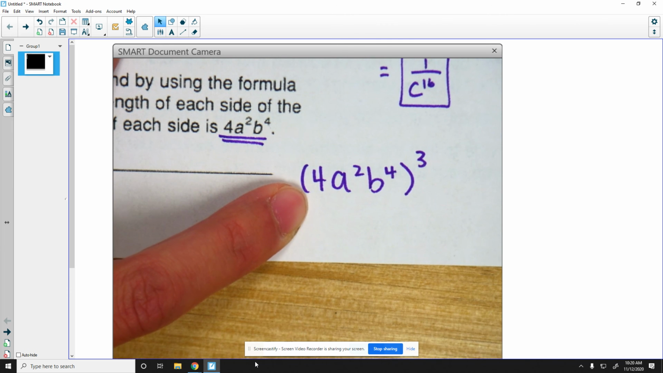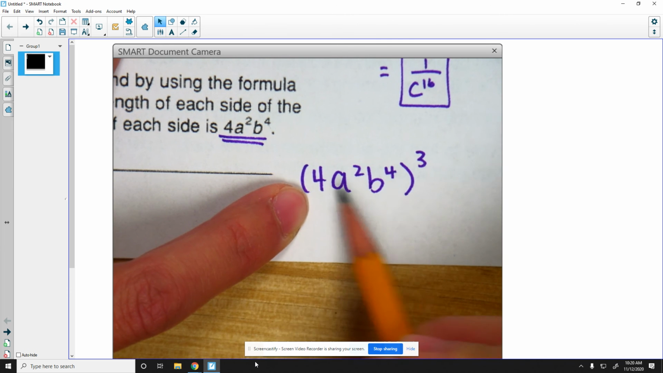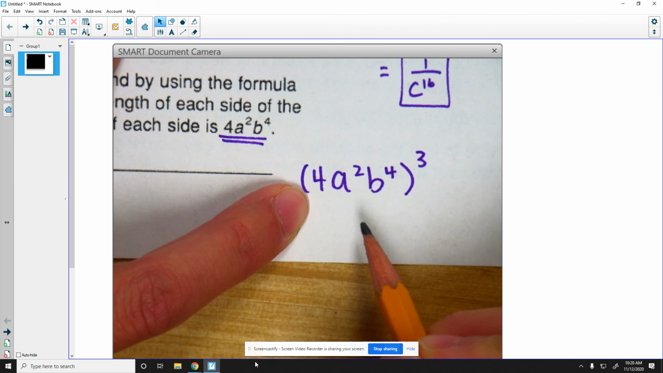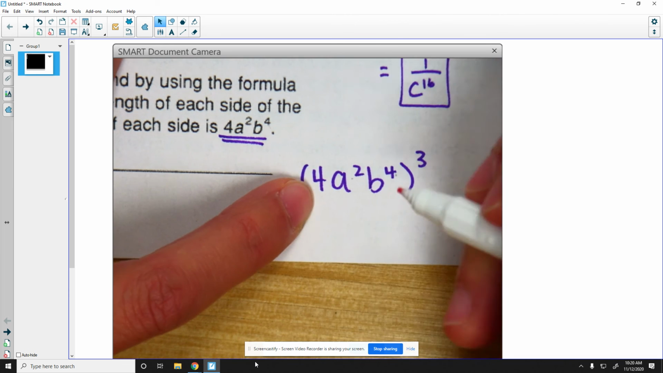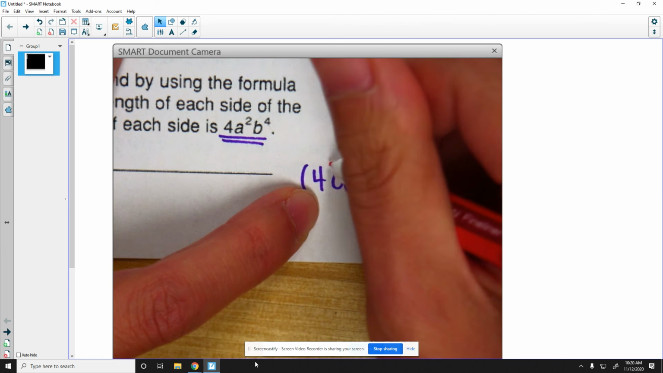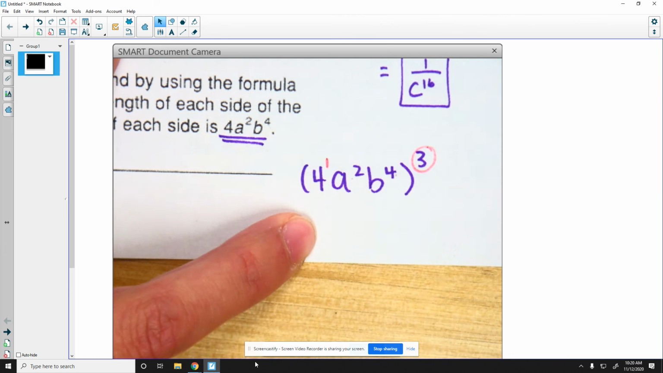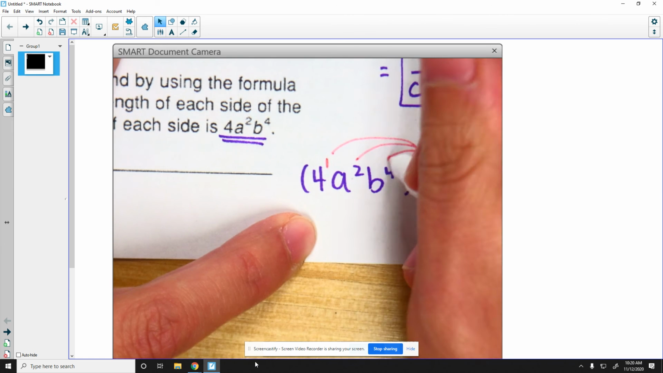So let's practice that. First thing, remember, is if I have lots of things in my parentheses, give exponents to things that don't have exponents. A has an exponent, B has an exponent, but 4 does not. So it's 4 to the 1st, or 1. Now take the outer 3 and distribute.